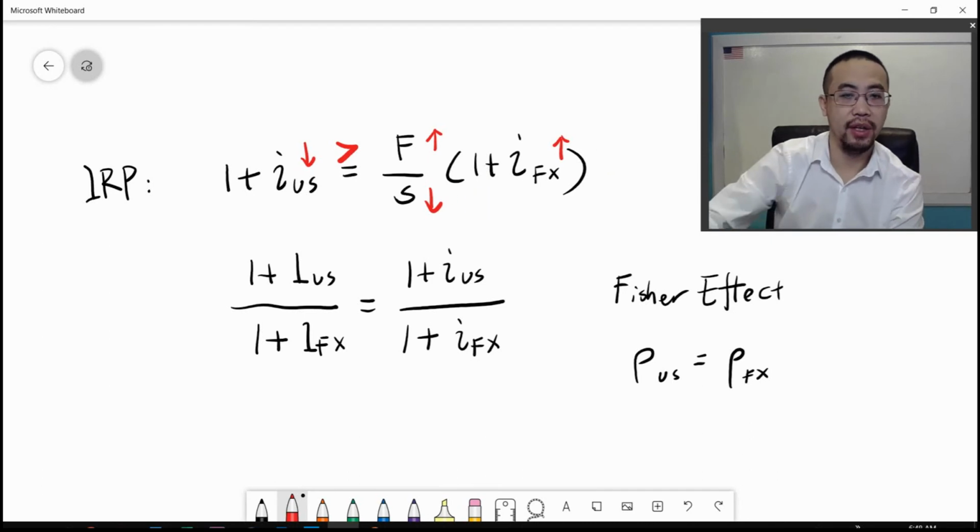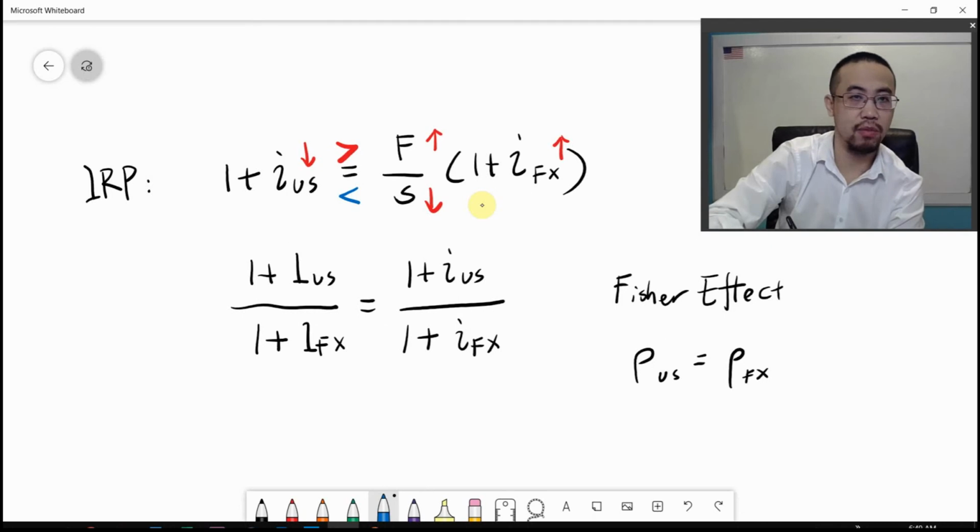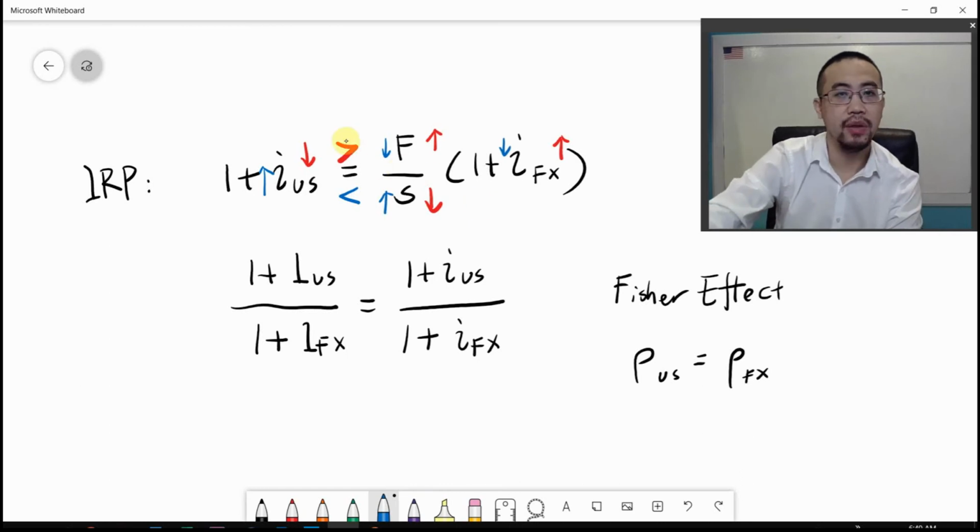Okay, and if the right-hand side is getting bigger, you should expect the left-hand side is getting larger, and if the right-hand side is getting smaller, the left-hand side is getting smaller. So this is getting larger, getting smaller, getting larger, and getting smaller.